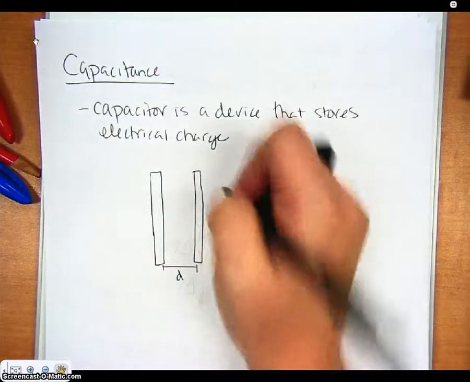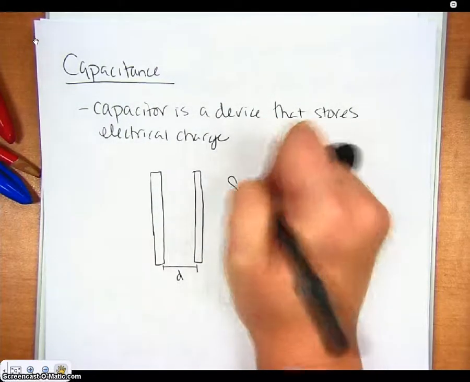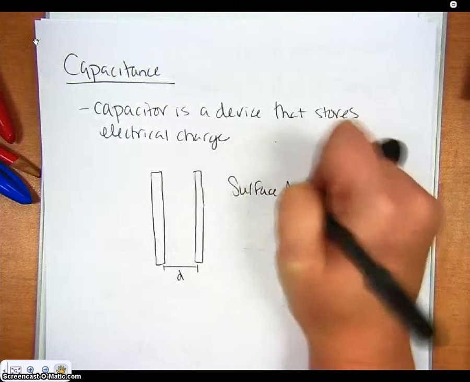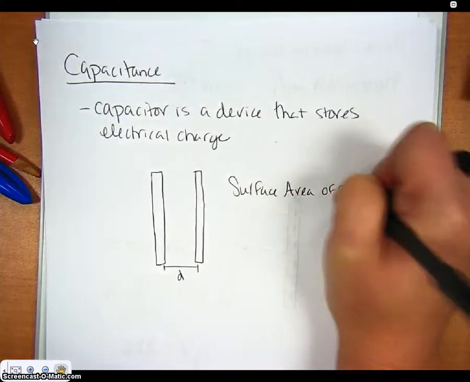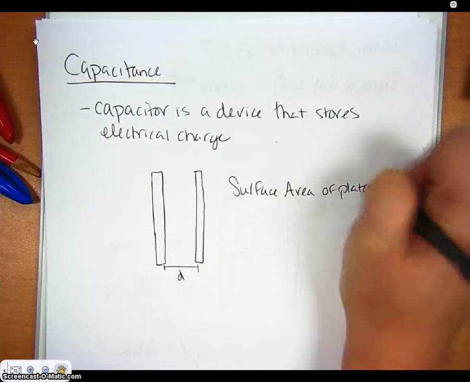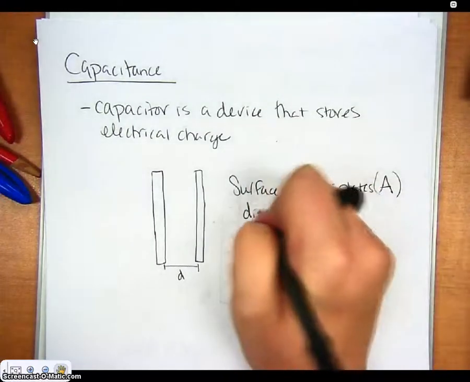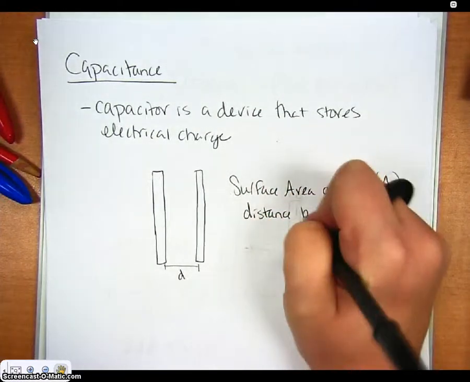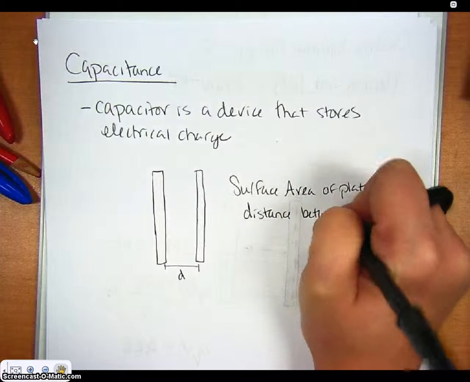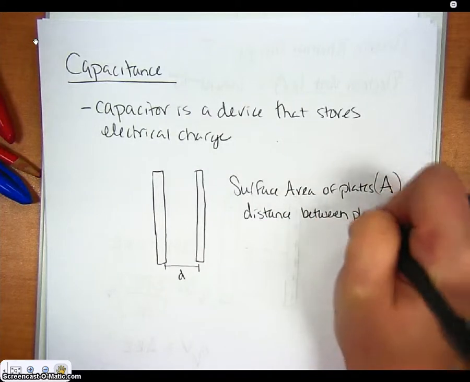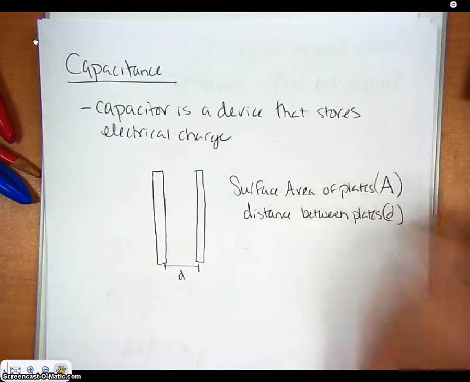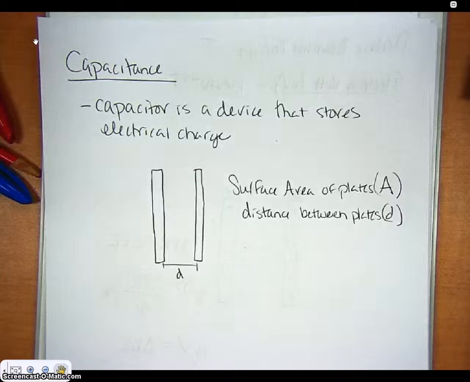So the surface area, which we write with the variable A, and the distance between the plates, which is d. We'll come back to that later.